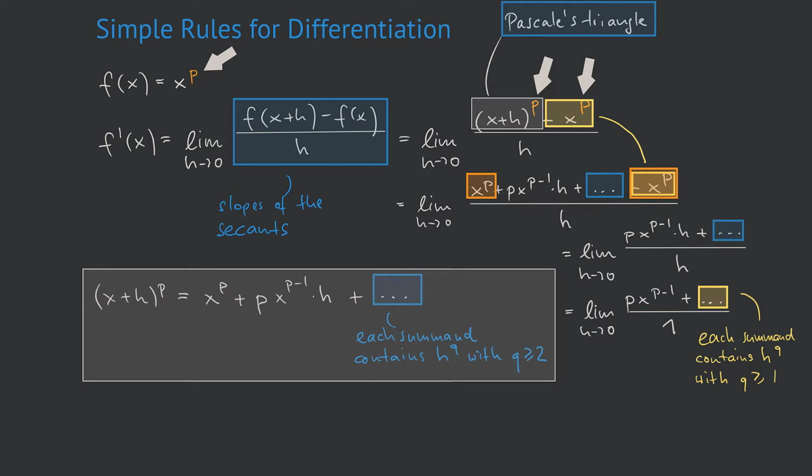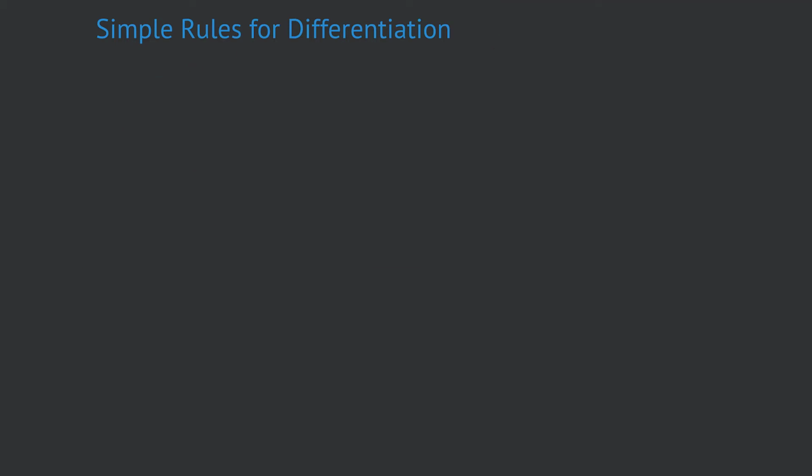Nevertheless, the important thing is that there is at least one h in each of these summands in the yellow box. That means everything goes to 0 when h goes to 0. And what remains is p x to the power of p minus 1. And that is the derivative of the function f of x equals x to the power of p. This rule is probably the most important differentiation rule and is called the power rule. The power rule says that for the function f of x equals x to the power of p, the derivative of this function is given by p times x to the power of p minus 1.